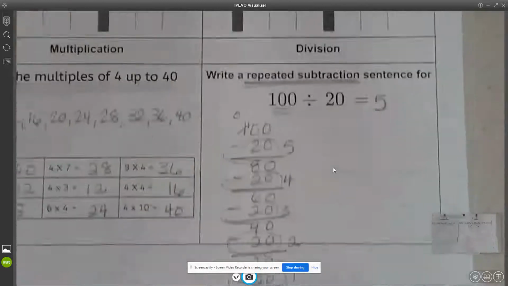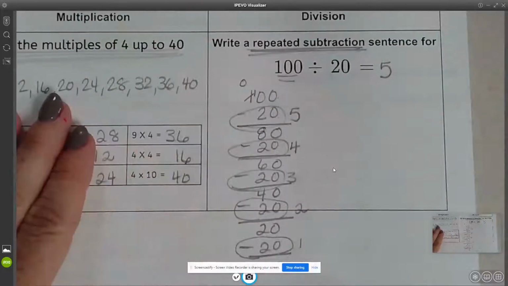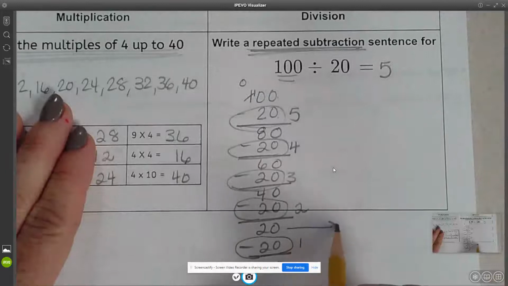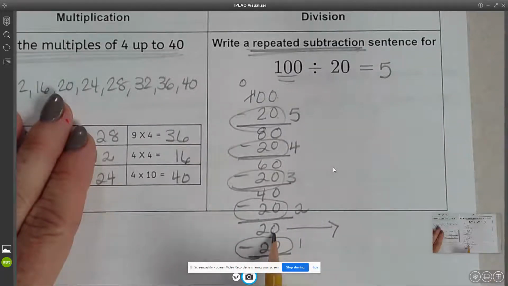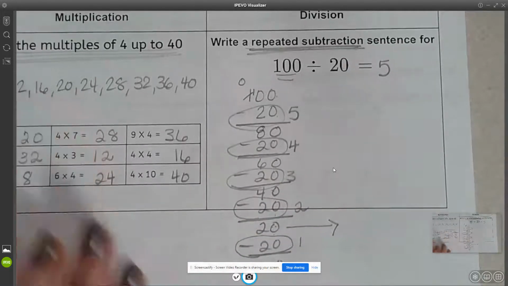Okay, and oops, sorry. Couldn't see that very well. All righty. Now this one right here, remember, that is not where you subtracted 20. That's the difference from when you took 40 minus 20. Okay, so be careful about that.